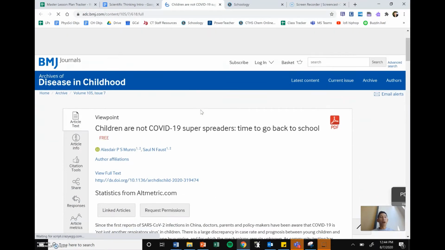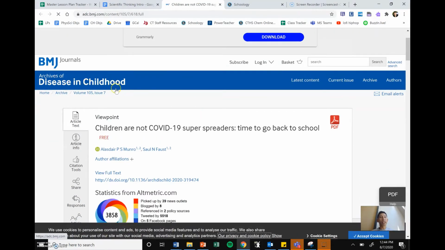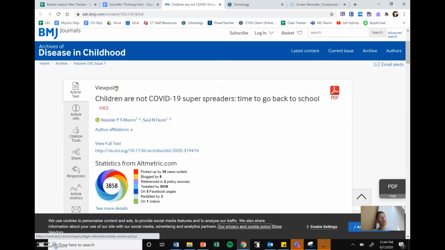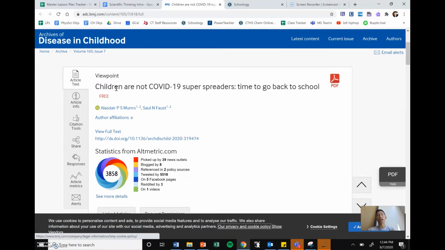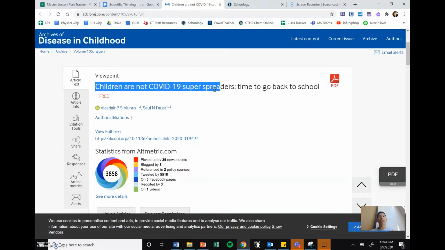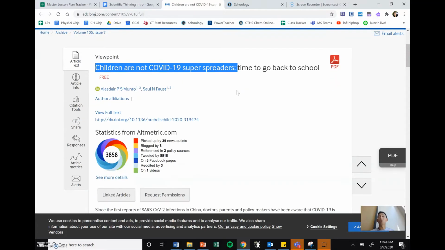This is from the Archives of Disease in Childhood. Now, this is a little bit more complicated. I'm going to go quickly through this because you're going to take a quiz on this, and this won't be in the quiz, but this is an important point. Take a look. It looks like a scientific article. The title is "Children Are Not COVID-19 Super Spreaders: Time to Go Back to School." Uh-oh, is it time for you to go back to school?